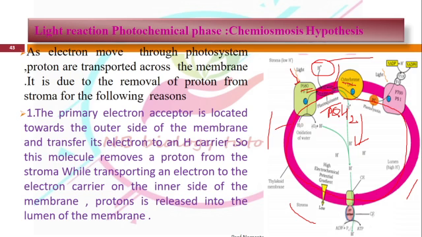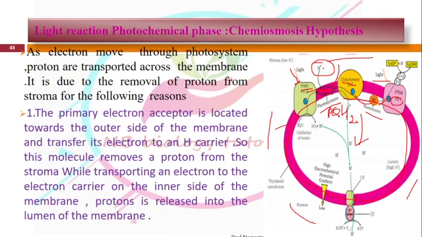The electron which moves from cytochrome b6 to cytochrome f is then emitted. This emitted electron is accepted by plastocyanin, and from there the electron is accepted by photosystem I, whose reaction center is P700. This photosystem I also absorbs light energy in the form of a photon.